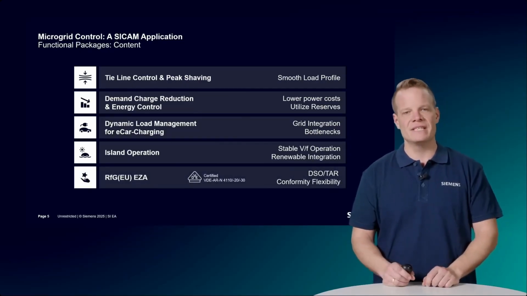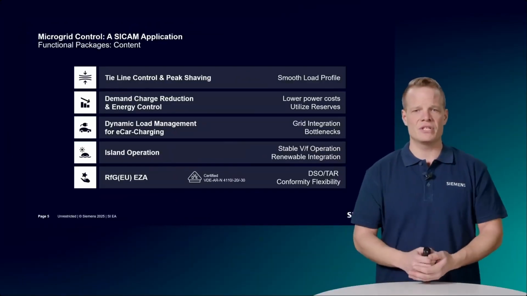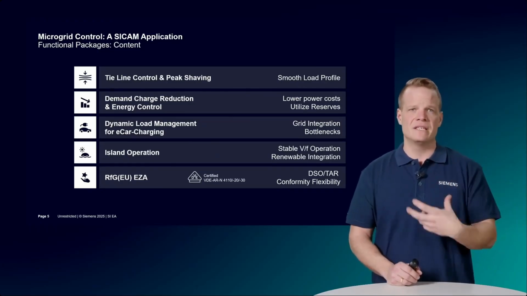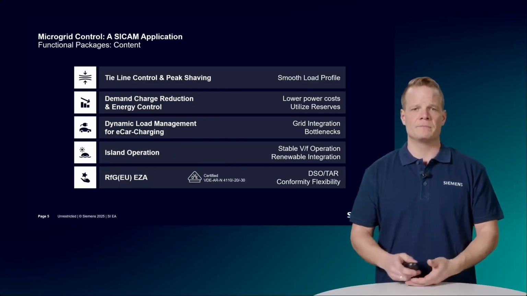And last but not least, so here regulation coming from the European Union. In Germany, we call this EZA control. Erzeugungsanlagenregler, the underlying standard is VDE 4110, 20 and 30 for medium, high and highest voltage. And here we talk all about grid codes, DSO requirements and conformity to these rules.